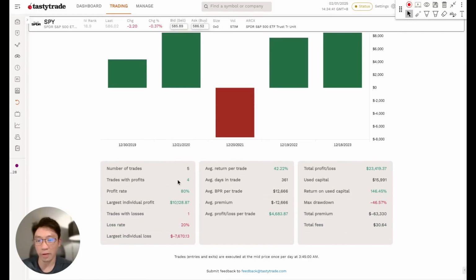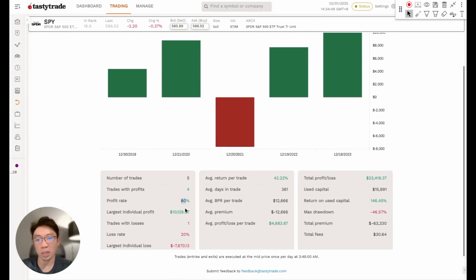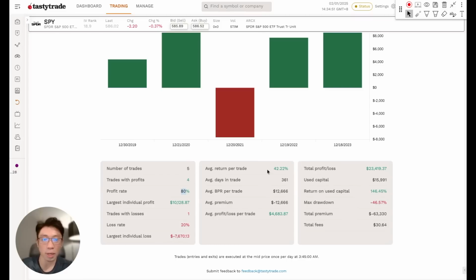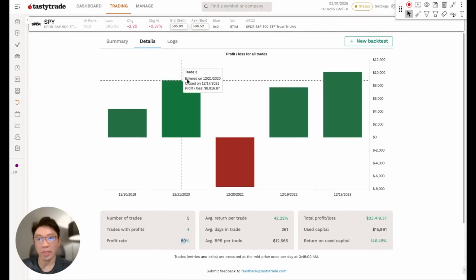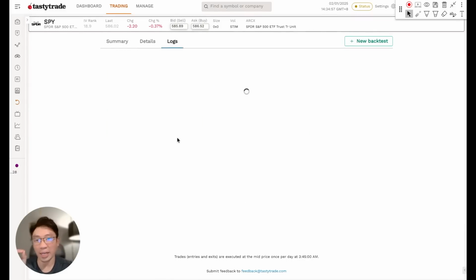And at the same time, you can see over here, number of trades 5, trades with profits 4. Profit rate is 80%, which is pretty high, but it also makes sense because over the past 5 years, most of the years have been profitable. These are some of the other data you can see, and then you can go down to the individual trades that the backtest has made for you to see what was the entry and the exit price.